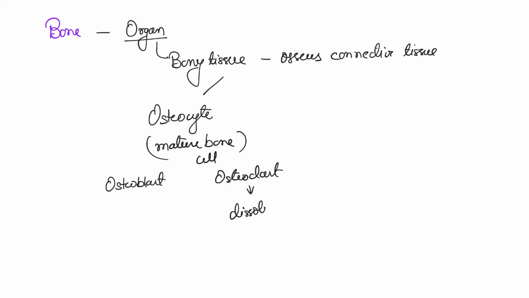So their purpose is to break the matrix, dissolve stuff, right? And we'll talk about them in detail a lot. But these osteocytes are once again held in the space in the extracellular matrix called lacuna, just like we had for cartilages. Okay, so that's one component of the bone tissue, the osteocytes.